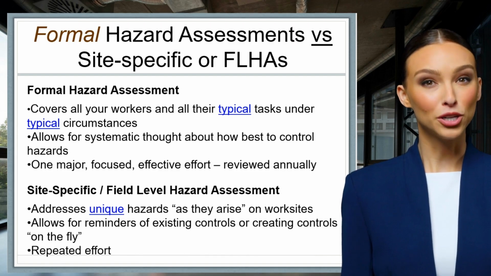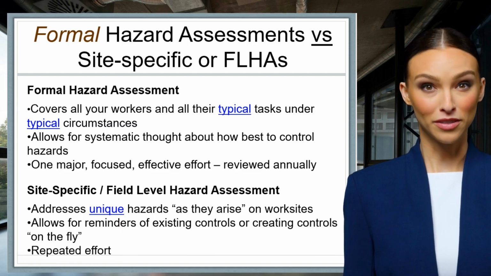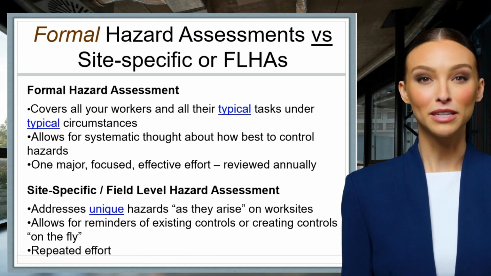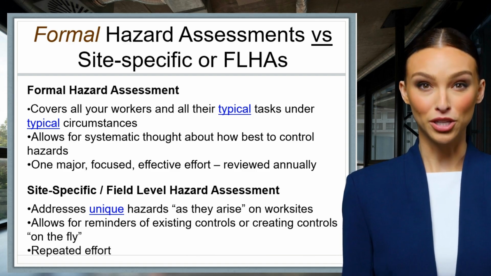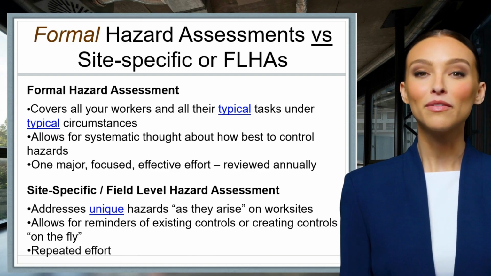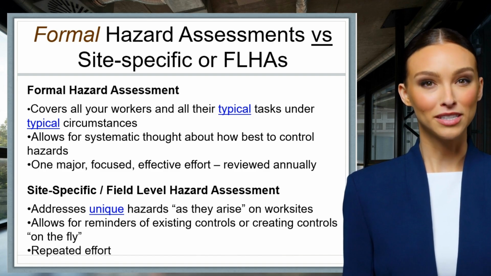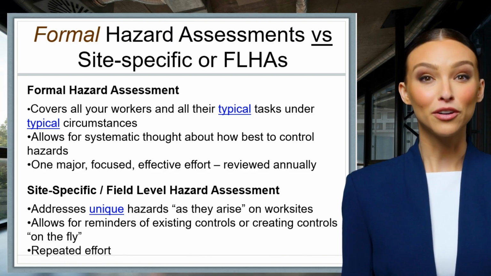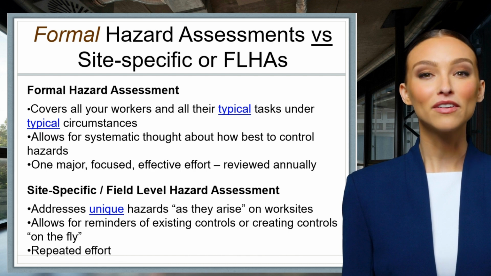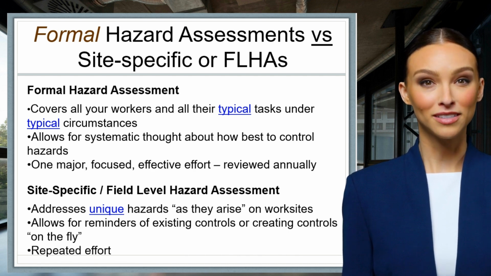It takes a big-picture approach, identifying hazards that exist under typical working conditions. This type of assessment is documented, reviewed annually, and updated whenever workplace conditions change. One of the biggest advantages of formal hazard assessments is that you can implement the most effective controls, like elimination, substitution, or engineering controls, which aren't always available once workers are already on site.